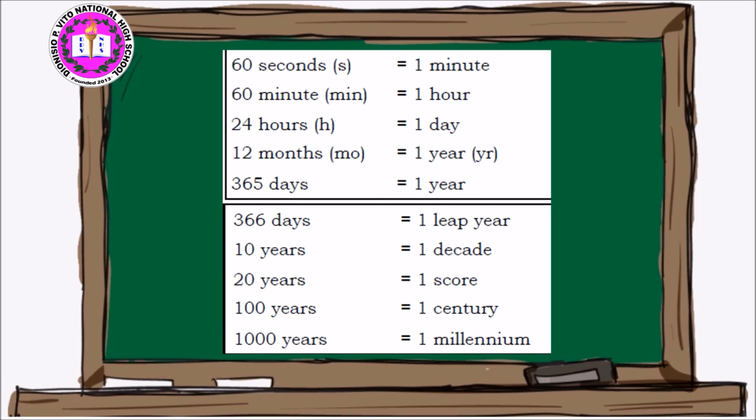So we have here the units of time. 60 seconds is equal to 1 minute, 60 minutes is equal to 1 hour, 24 hours is equal to 1 day, 12 months is equal to 1 year, 365 days is equal to 1 year, 366 days is equal to 1 leap year, 10 years is equal to 1 decade, 20 years is equal to 1 score, 100 years is equal to 1 century, and 1,000 years is equal to 1 millennium.